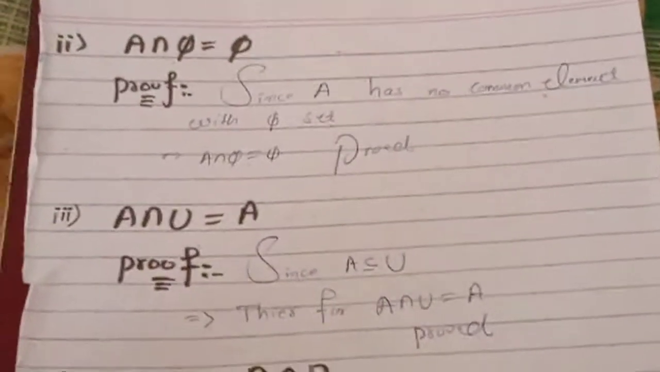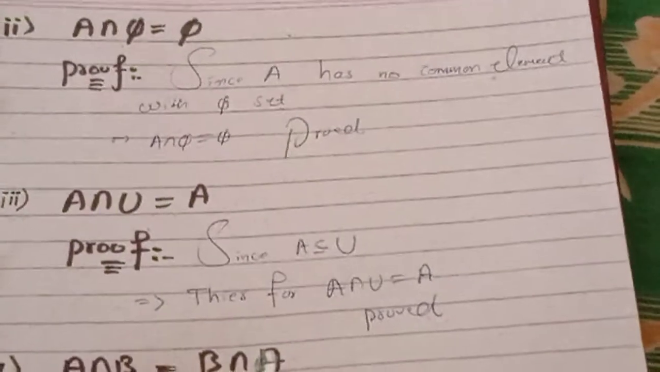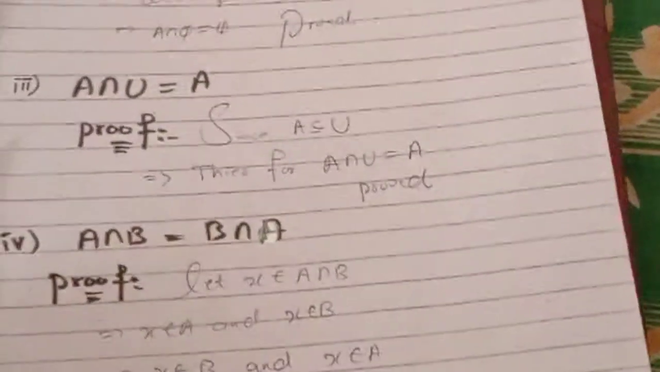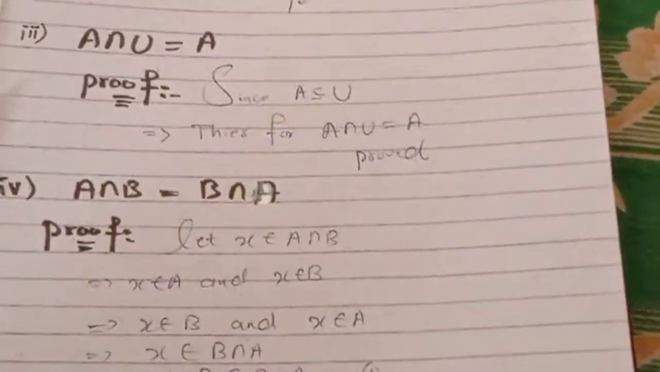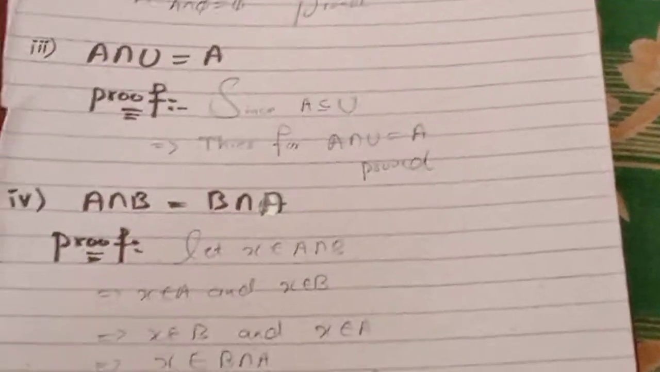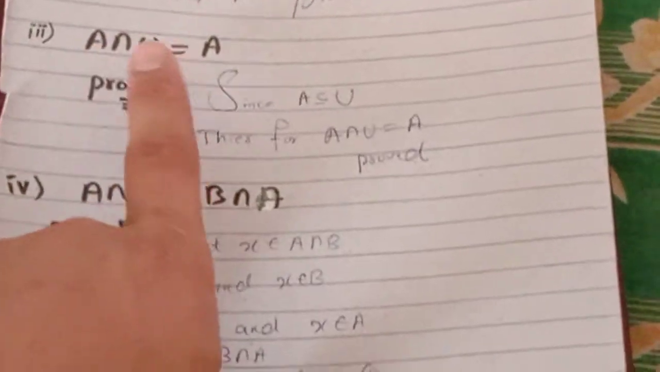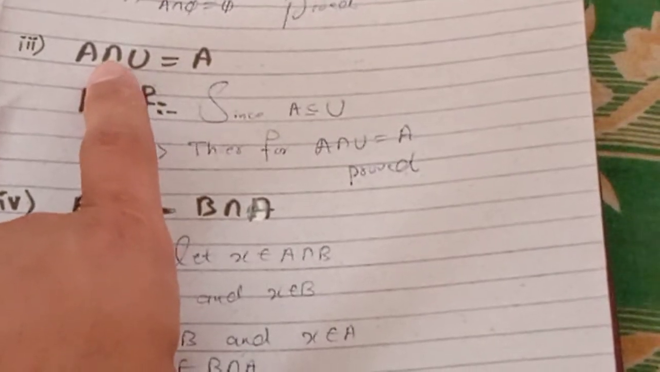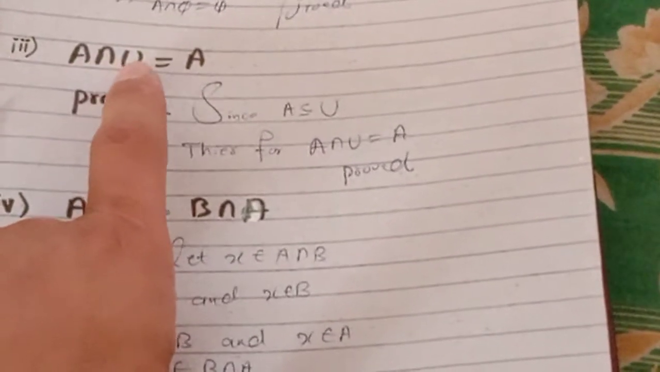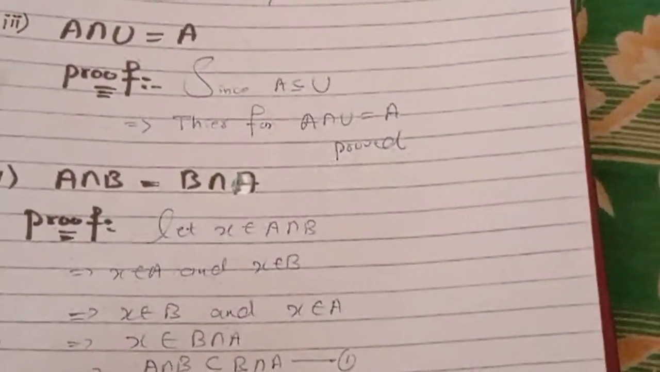Now property number two: A intersection empty set is equal to the empty set. Proof: since A has no common element with the empty set, A intersection empty is equal to empty. This is the proof. Number three: A intersection U is equal to A. Since A is a subset of U, A intersection U is equal to A, because the only common elements of set A with U are the elements of A. So the intersection of A with the universal set will be set A, because A is a subset of U.